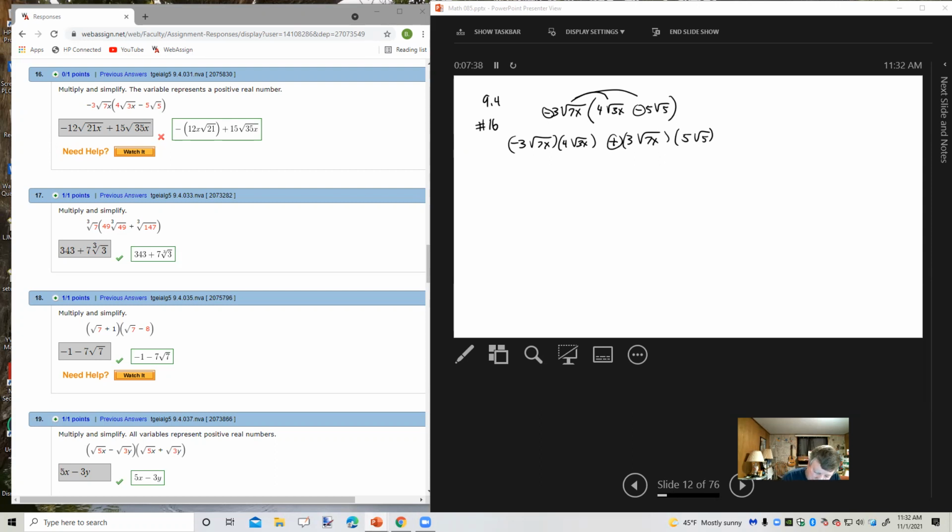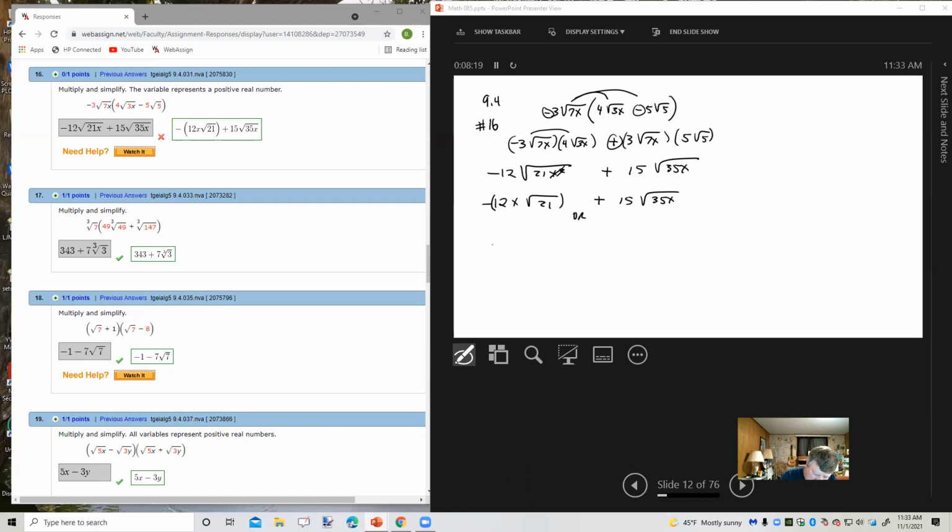Okay, so now what do we have here? We have -12 square roots of 21x squared plus 15 square roots of 35x. However, in this first term, the square root of x squared is x outside, so we get that. The second term, there are no perfect square factors inside, so there's our final answer. And I notice that WebAssign has it written this way. It shouldn't matter either way. That negative sign is attached to the whole thing or to the 12. It would look the same.